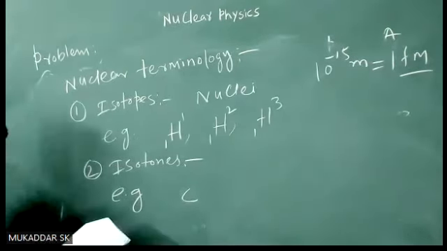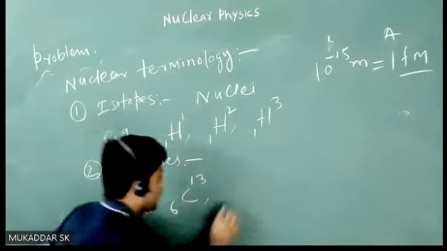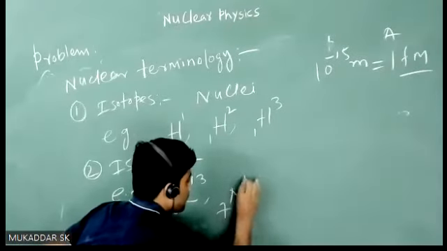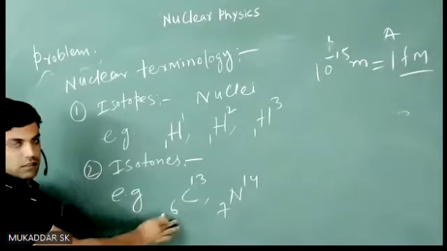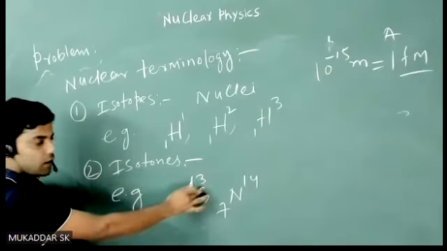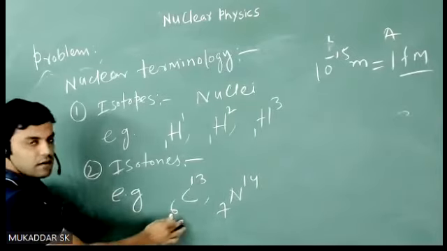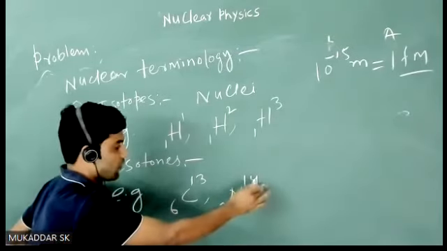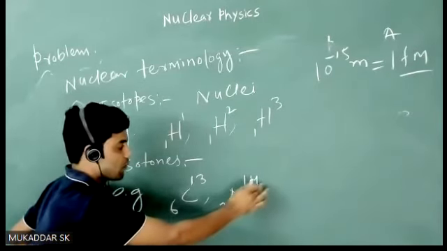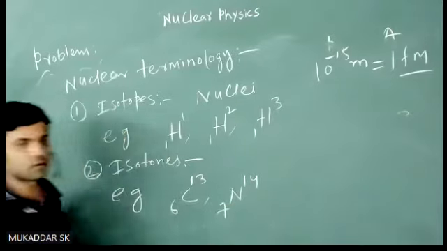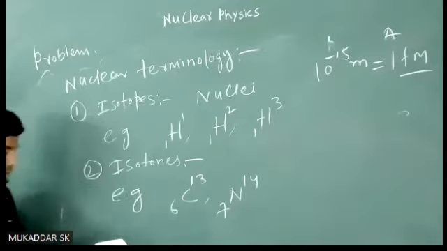For example, carbon 6, 13, nitrogen 7, 14. You see here, number of protons is how much? 6. Mass number is how much? 13. So neutron number will be how much? A minus Z, 13 minus 6, 7. Here also you see, mass number is 14. Atomic number is 7. So neutron number will be 14 minus 7, that will be 7. So they will have the same number of neutrons. So they are basically isotones.